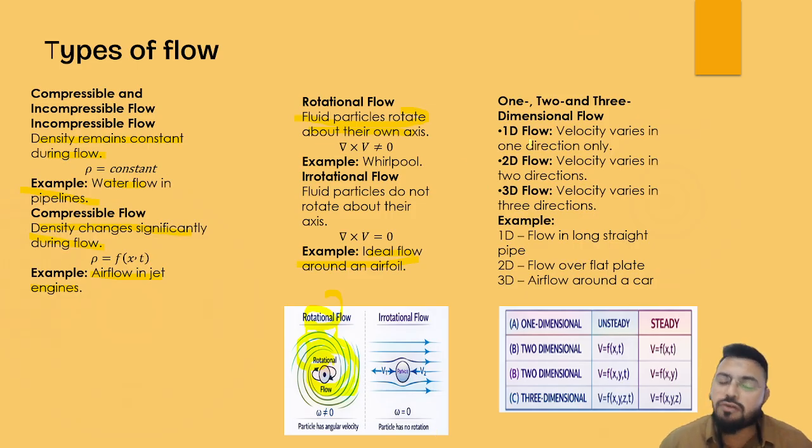One dimensional, two dimensional and three dimensional flow. In one dimensional flow, velocity varies in one direction only. In two dimensional flow, velocity varies in two directions. In three dimensional flow, velocity varies in three directions. The example of one dimensional flow is flow in a straight pipe. Flow over a plate is an example of two dimensional flow, and airflow around a car is the best example of three dimensional flow.